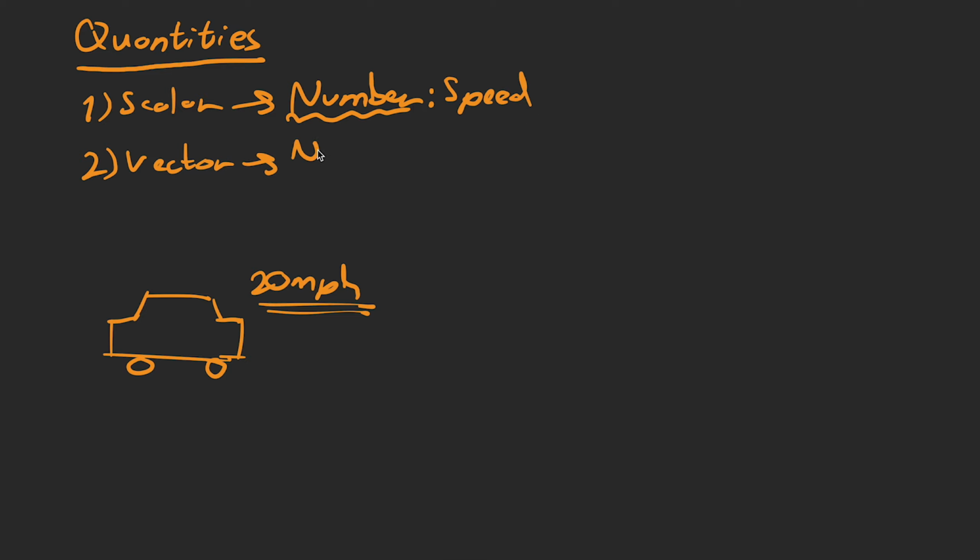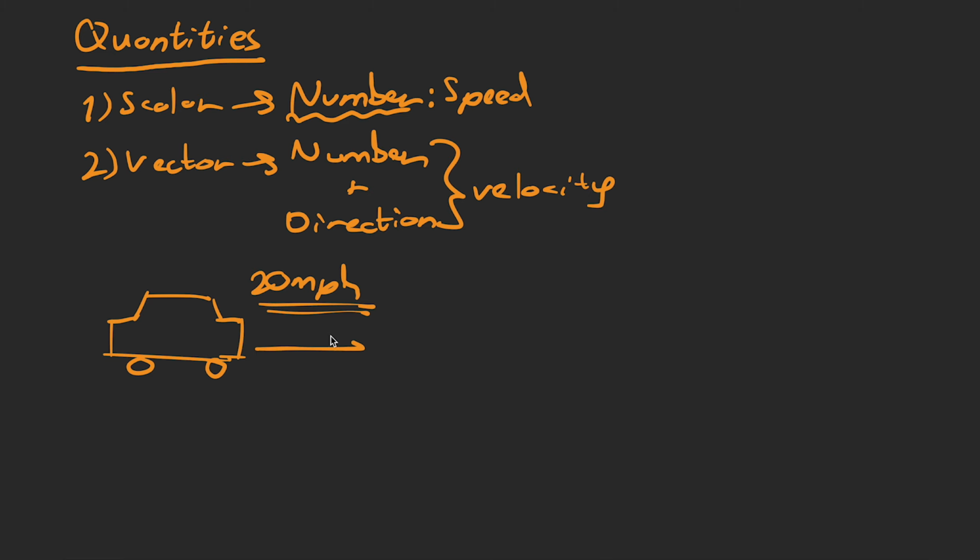But a vector is the numerical value plus the direction of that quantity. A good example would be the velocity of a system. If you say that you're going 20 miles per hour to the east or some other direction, you just define a vector. So that's what a vector is.